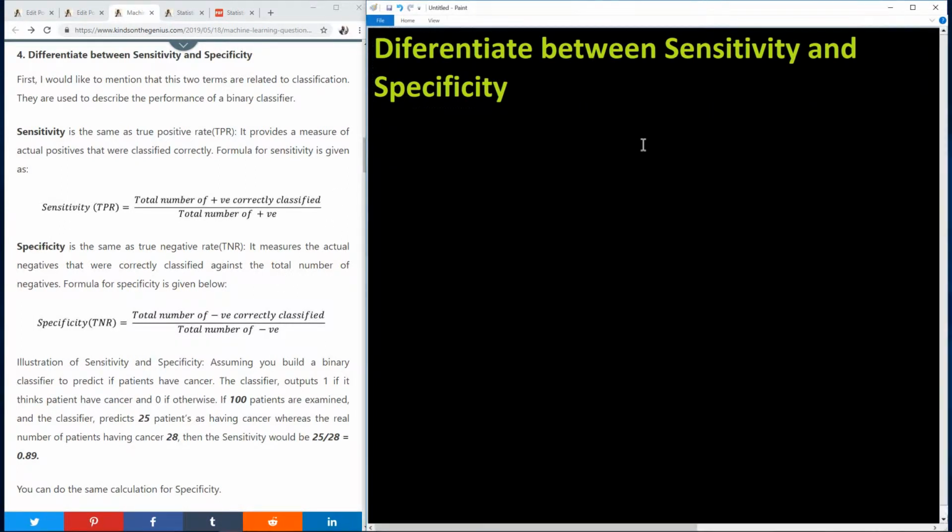My name is Kainton, the Tech Pro, and today we are going to be answering this question that says differentiate between sensitivity and specificity. So this is a typical problem you might encounter in a machine learning quiz or exam.